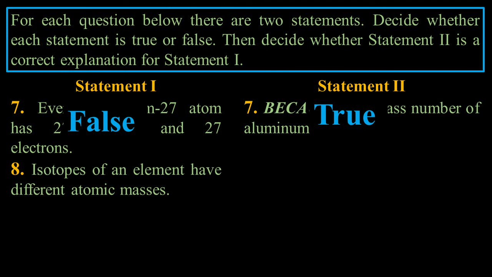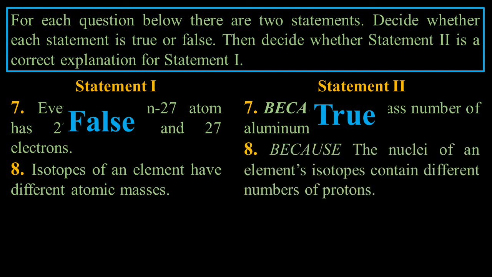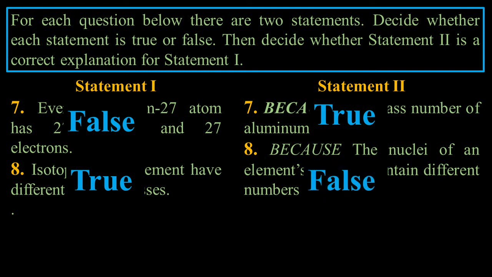Isotopes of an element have different atomic masses. That's actually quite true. Isotopes of an element have different atomic masses because the nuclei of an element's isotopes contain different numbers of protons. That's actually quite false. It would be neutrons. So statement 1 is true, and statement 2 would be false. And it's false. Okay.